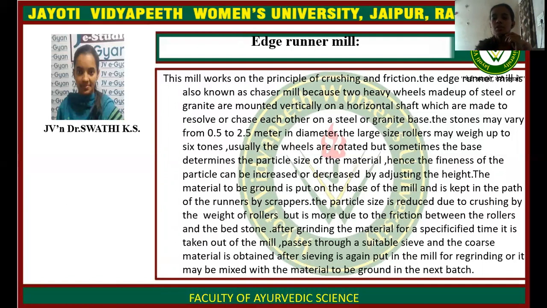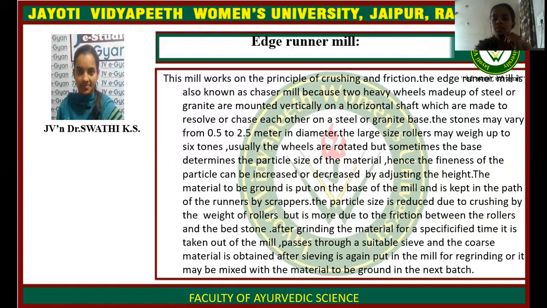Usually the wheels are rotated, but sometimes the base is rotated. The gap between the runners and the base determines the particle size of the material. Hence, the fineness of the particles can be increased or decreased by adjusting the height. The material to be ground is put on the base of the mill and is kept in the path of the runners by scrapers. The particle size is reduced by the crushing due to the weight of the rollers, but more so due to the friction between the rollers and the bed stone.